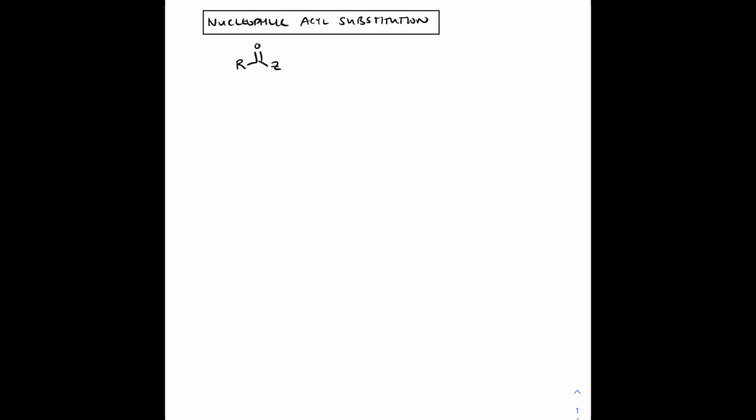All right, so now we got some good stuff going on today. We're doing a nucleophilic acyl substitution. This one's going to be a little bit more comprehensive because we actually do know a couple nucleophilic acyl substitution reactions, but just a general mechanism for you right now.